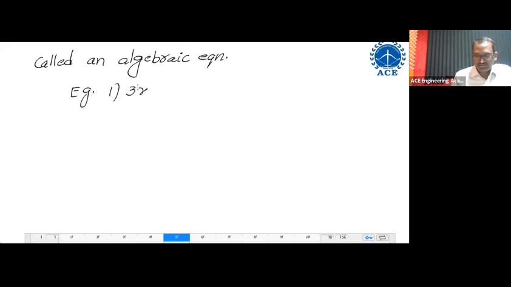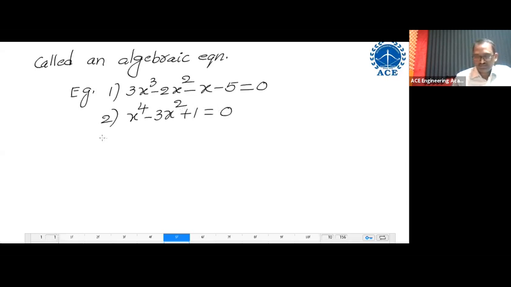Example number 1: 3x cube minus 2x square minus x minus 5 is equal to 0. x power 4 minus 3x square plus 1 is equal to 0. x cube minus 3x plus 1 is equal to 0. x to the power of a real number, x power 0.2, that is also an algebraic equation only. x power any real number is called an algebraic equation.